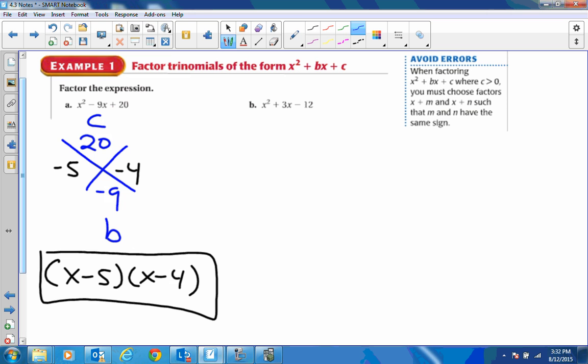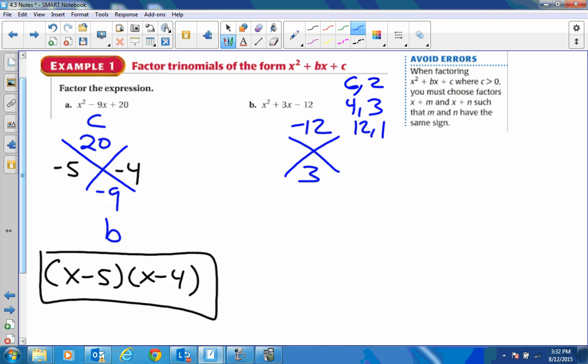Same thing here. We want the factors of C, in this case -12, to add up to 3. So which 2 numbers multiply to get -12 and add to get 3? Well, are there any? Let's see here. There's 6 and 2. Is there any way that 6 and 2 can make 3? No. There's 4 and 3. Is there any way that 4 and 3 can make 3? No. There's 12 and 1. So this one I think is unfactorable.